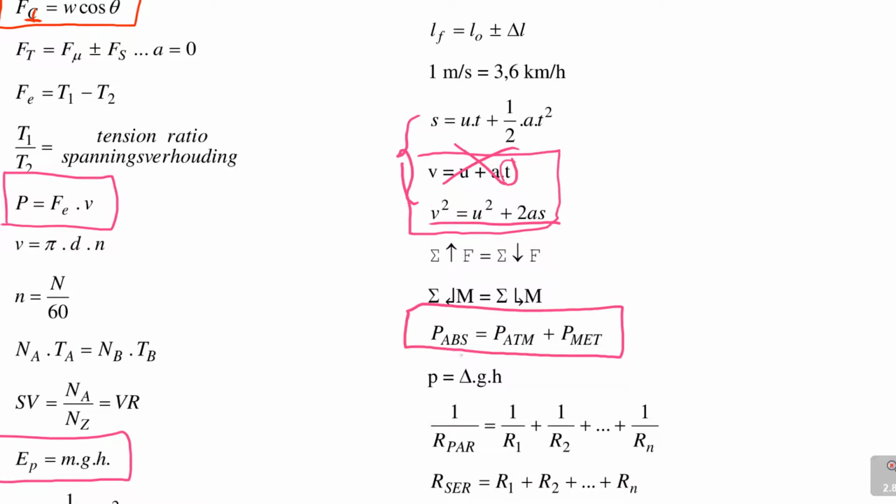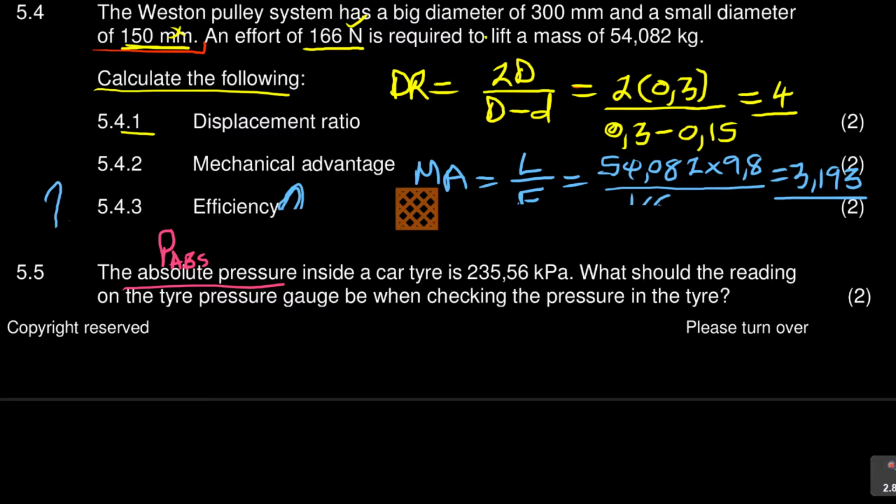The absolute pressure is equal to atmospheric pressure plus the gauge pressure. So P_ABS is equal to P_ATM plus P_MET, the gauge pressure. So let's write that formula: P_ABS is equal to P_ATM plus P_MET. So what are we given?